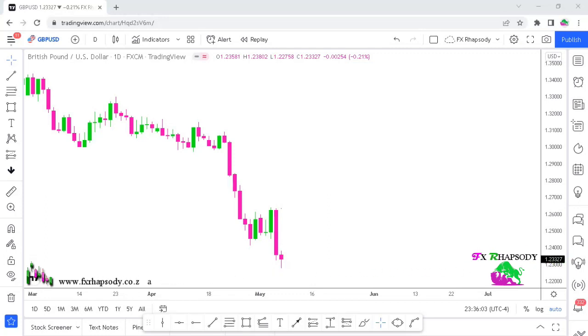Today we're doing analysis on two currency pairs again. We're focusing on the British pound US dollar and then also the British pound Japanese yen.